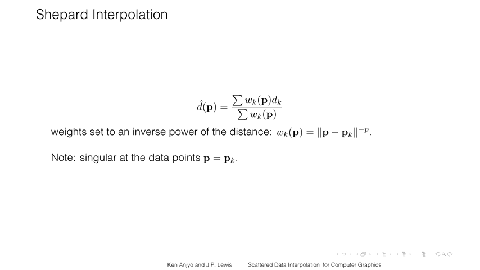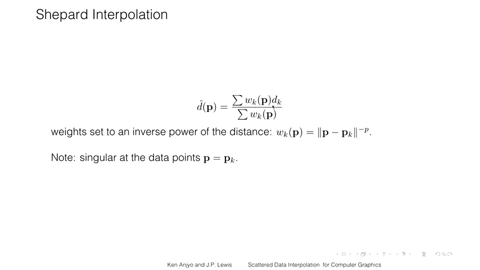Now, if you were to turn off the internet and sit down and just think for 15 minutes about how to do scattered interpolation, what you would come up with first is what's called Shepard's interpolation. So this is a weighted sum of data points. So d sub k is a data point, and we're going to predict the value of d at a location P. And it's going to be a weighted sum over all of the data points.